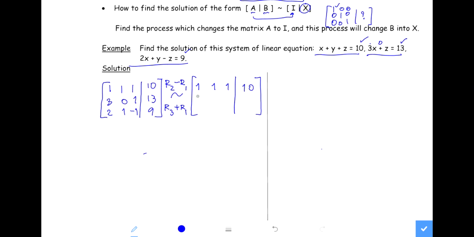So here, if we don't do anything wrong, R2 minus R1: 3 minus 1 is 2, 0 minus 1 is minus 1, and this is changed to 0, and 13 minus 10 is 3. R3 plus R1: 2 plus 1 is 3, and then 1 plus 1 is 2, negative 1 plus 1 is 0, and here I think that will be 19.